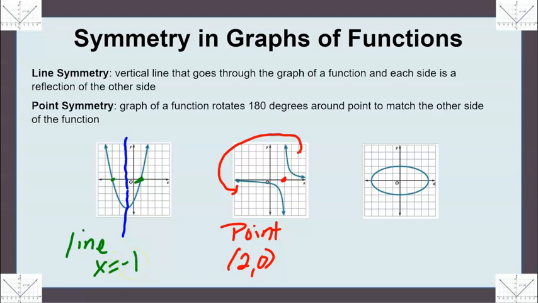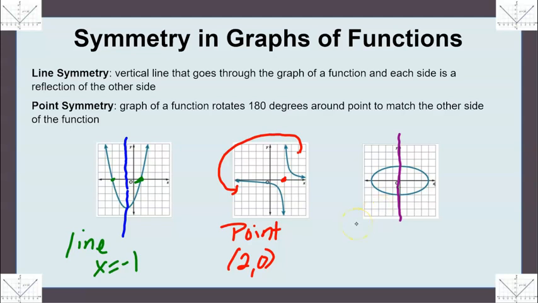Now our last example here, we have an oval. So this one's a little bit unique. I could do the vertical line test, and it does not pass. So this is not a function. But if I drew a vertical line, I do have mirror images on each side.